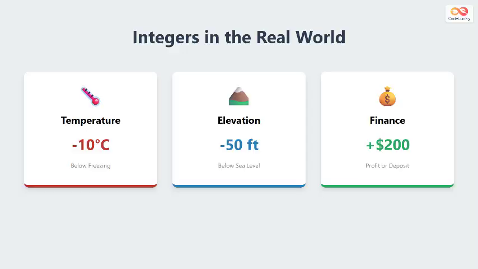We use integers every day without realizing it. In weather, a temperature of -10 degrees Celsius is a negative integer. In geography, elevation below sea level is negative. In finance, earning $200 is positive, while owing money would be negative.